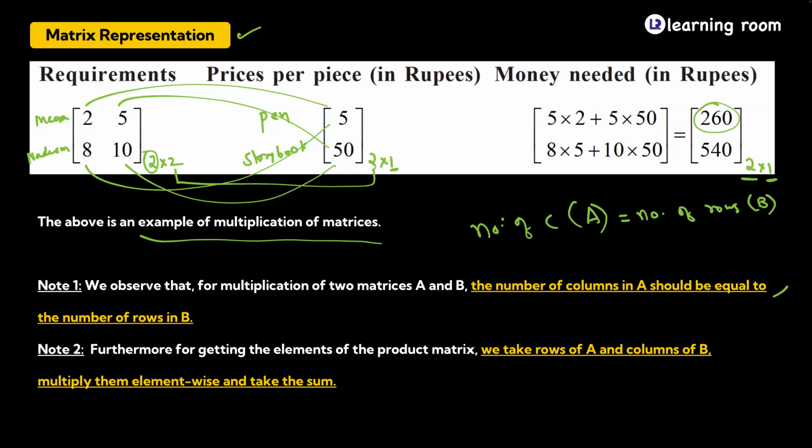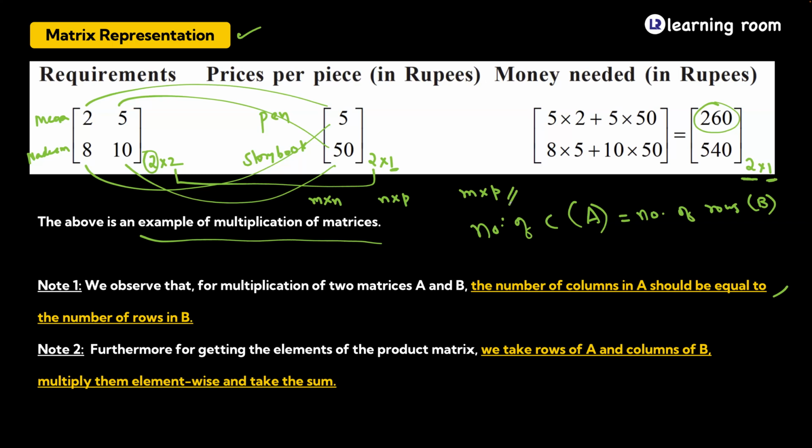Where does the first 2 come from? It comes from the rows of A. Where does this 1 come from? It comes from the columns of B. If I take general values, what is going to be the order? If A is M cross N and B is of order N cross P, the order of the product matrix will be M cross P. Is the point clear? So this is all about matrix multiplication with an example.